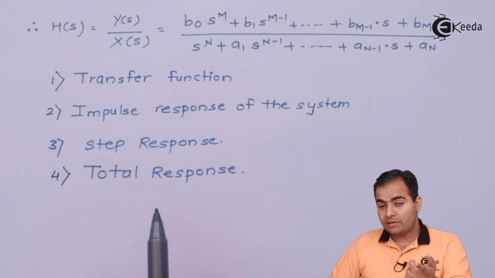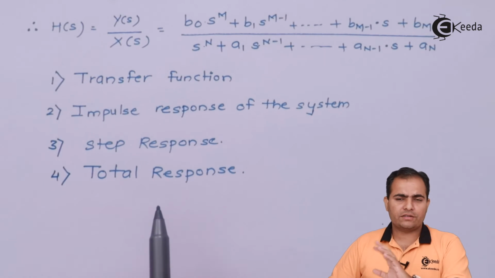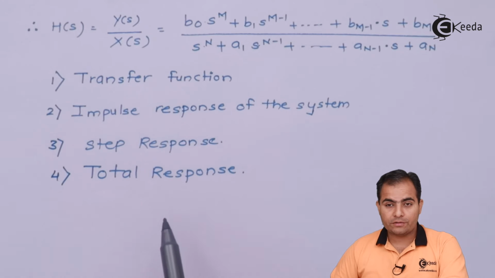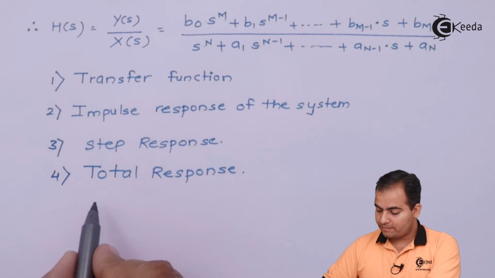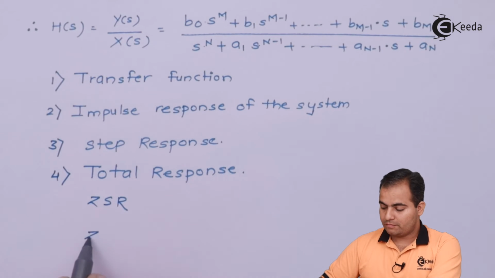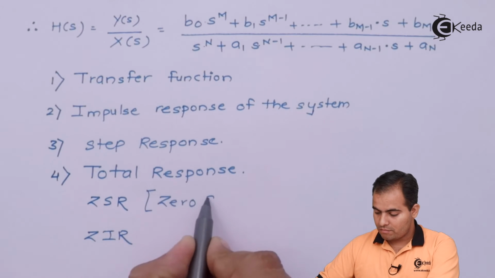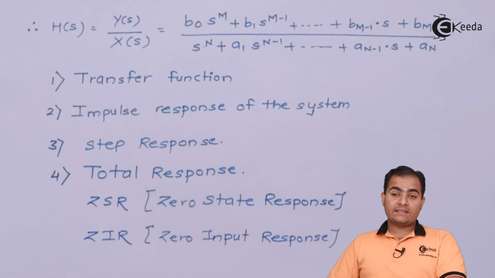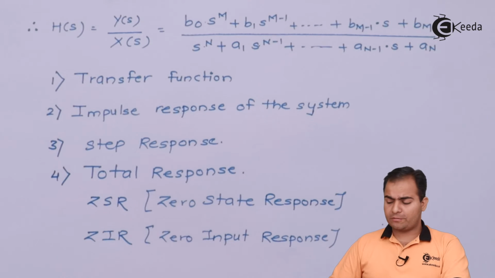Now maybe they give you initial conditions values or maybe not. If they give you or if they don't, then also you have to find out the total response by applying Laplace transform and inverse Laplace transform on both the sides. One more thing they are going to ask in total response, or instead of total response, the question will be ZSR and ZIR. ZSR and ZIR mean zero state response and zero input response. What do you mean by zero state response and zero input response?